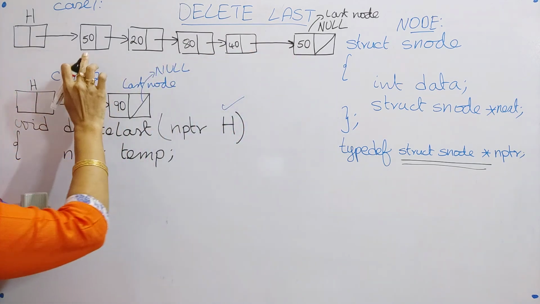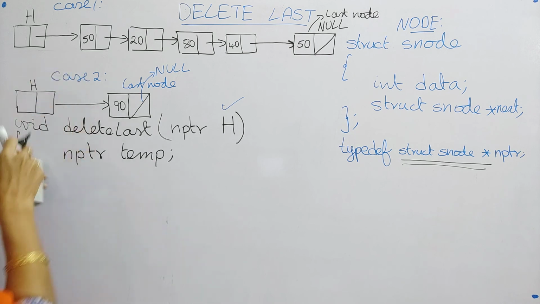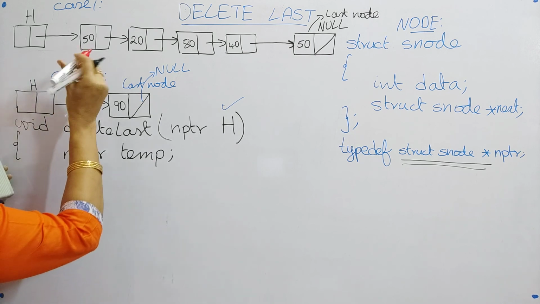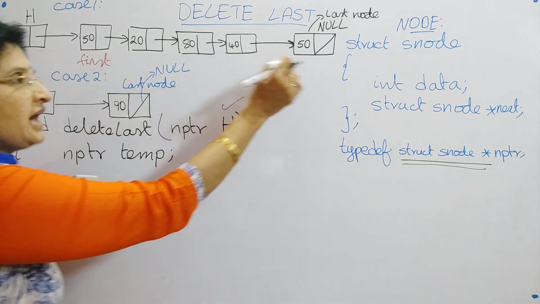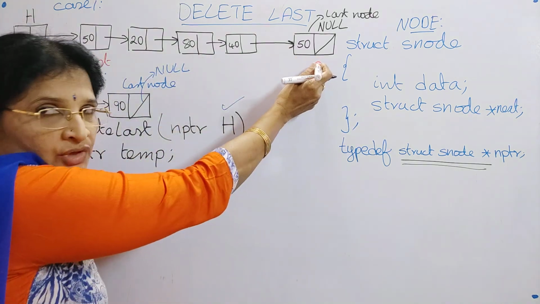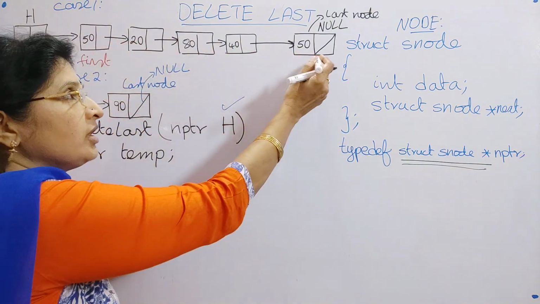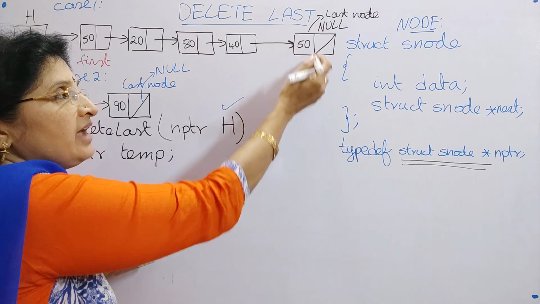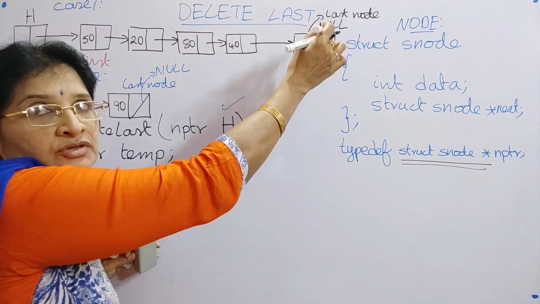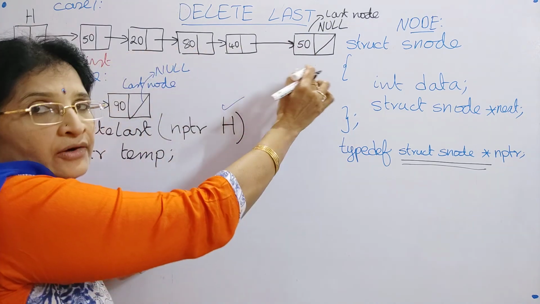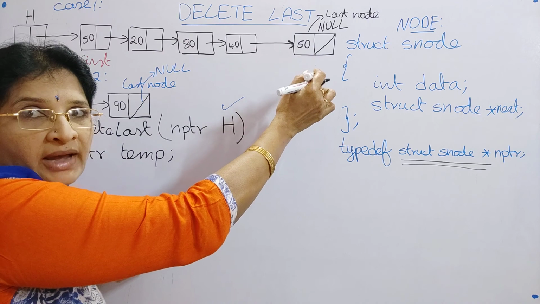Because here we have only the address of the first node, from the first node you have to traverse through all the nodes and reach the last node. So I will traverse through all these nodes and place my temporary node temp. Now I want to delete this node, so I have to traverse up to my last node.